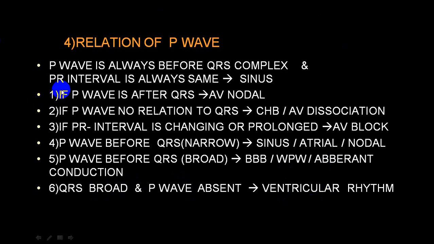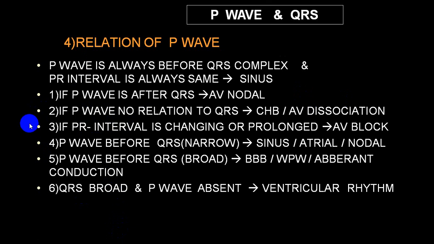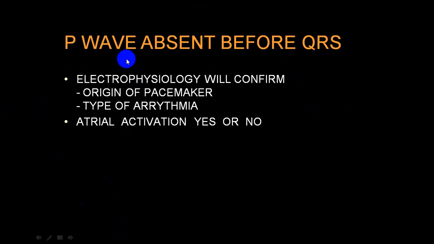Look at the P wave properly, whether it is present or absent, whether it is before or after QRS complex, whether QRS complex is narrow or broad, and what the PR interval is. This will give you a very good idea regarding different types of rhythms, which we have already discussed in detail in the rhythm chapter. If you can't make out the P wave, then you can go for EP study, electrophysiological study, which will confirm whether P wave is present or absent.